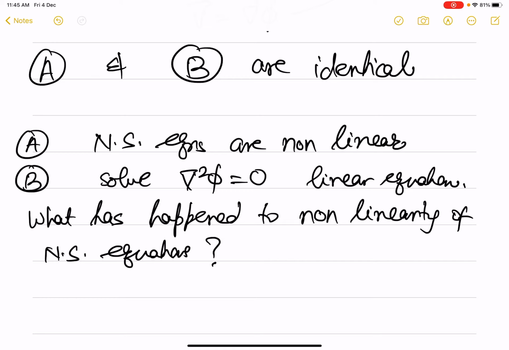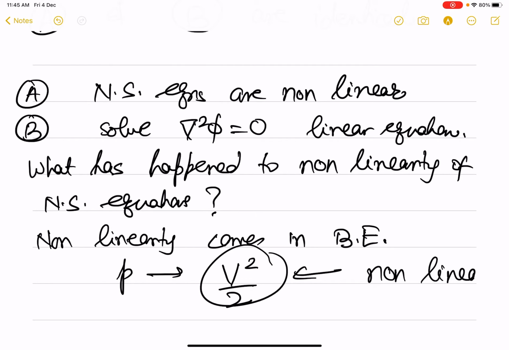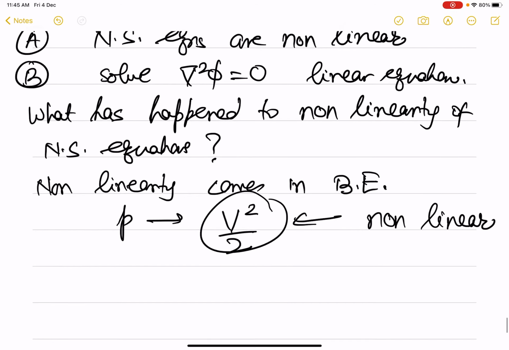And the answer is the non-linearity comes in Bernoulli's equation, because pressure is related to velocity as v square by 2. So here the nonlinear term is in the velocity. But as far as the solution goes, the linear solution works. So we first solve for v, and because pressure and velocity are decoupled, as far as solving goes, we do not do any nonlinear equation.